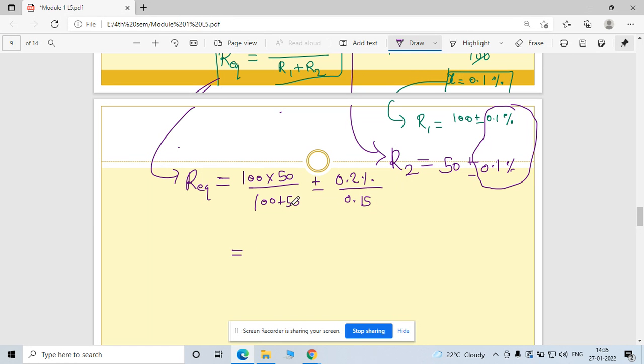Now when you solve it, how much does it come to? 5000 divided by 150, solve it, you will get this. Now see, this is the division, and this denominator is read in terms of absolute error. This is a deviation, that is 0.15 ohm. So you need to convert this denominator in terms of percentage.